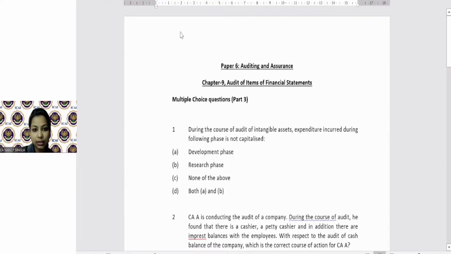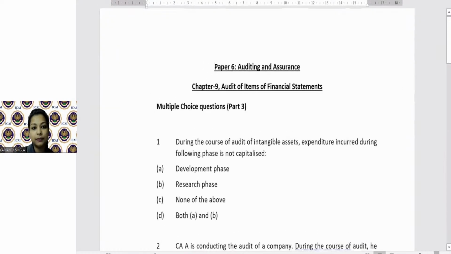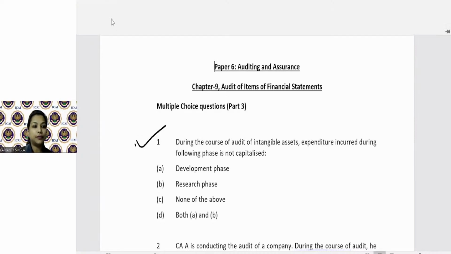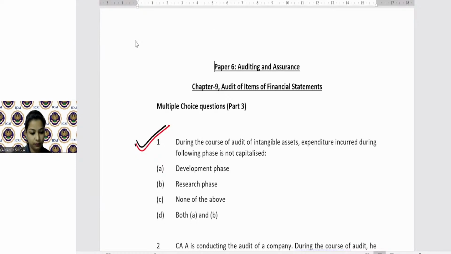Let me just increase the time. Just a minute. ठीक है, the first question. During the course of audit of intangible assets, expenditure incurred during the following phase is not capitalized. Is it the development phase? Is it the research phase? Is it like none of the above? That is neither the development phase nor the research phase, or is it both A and B?